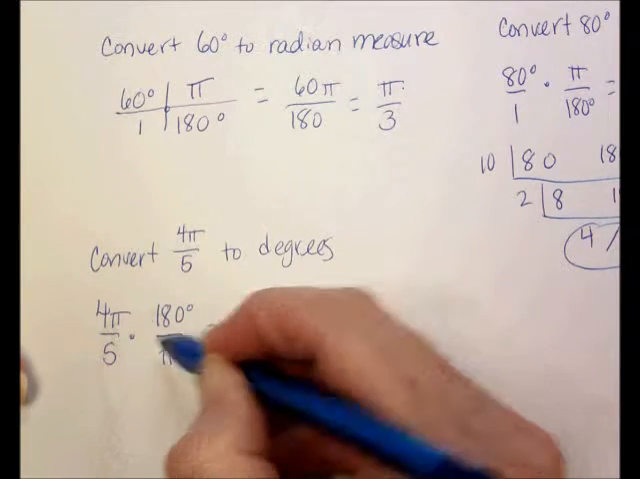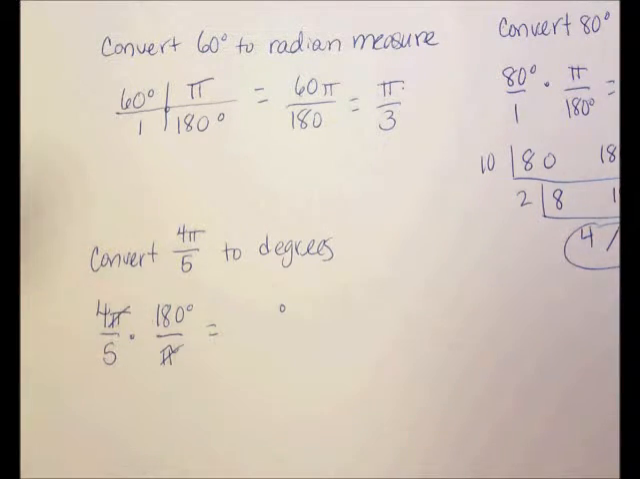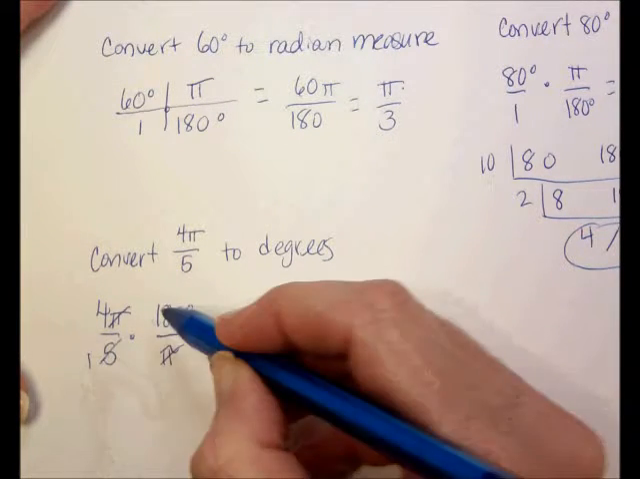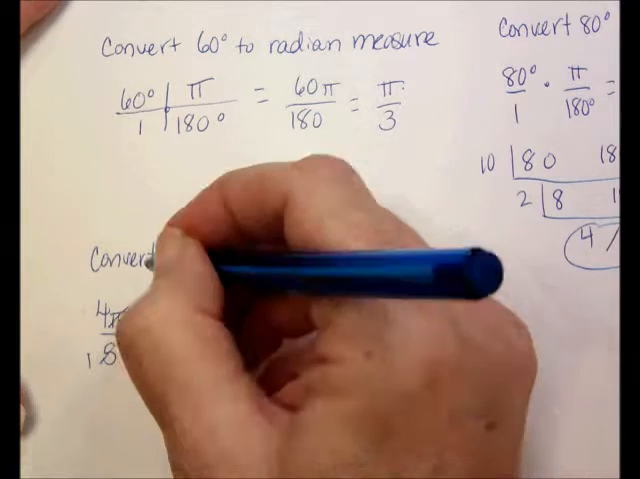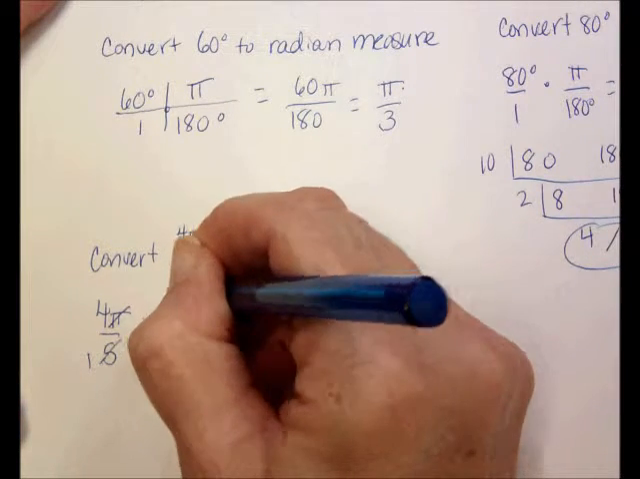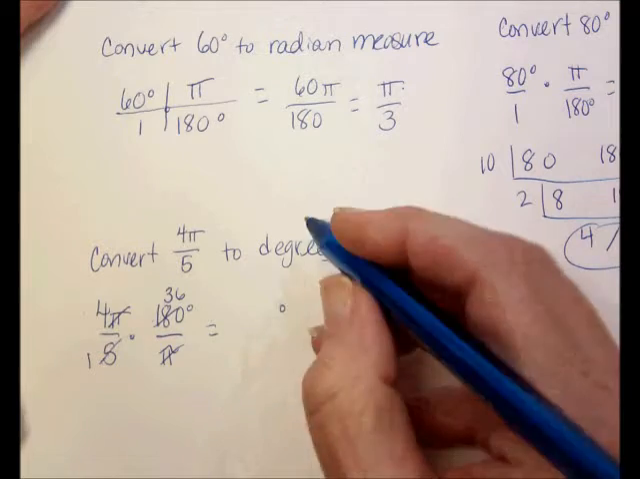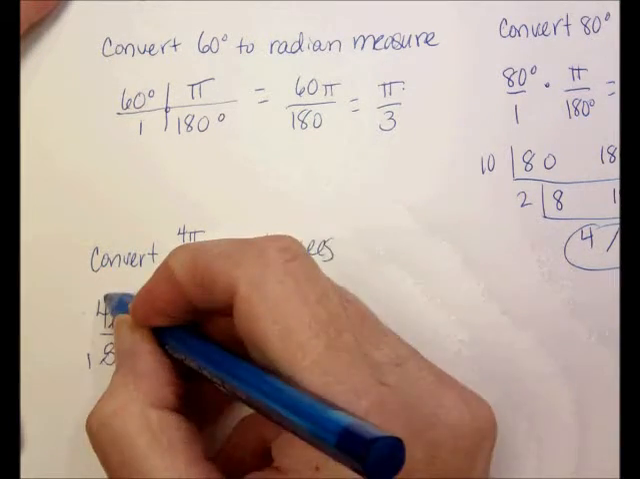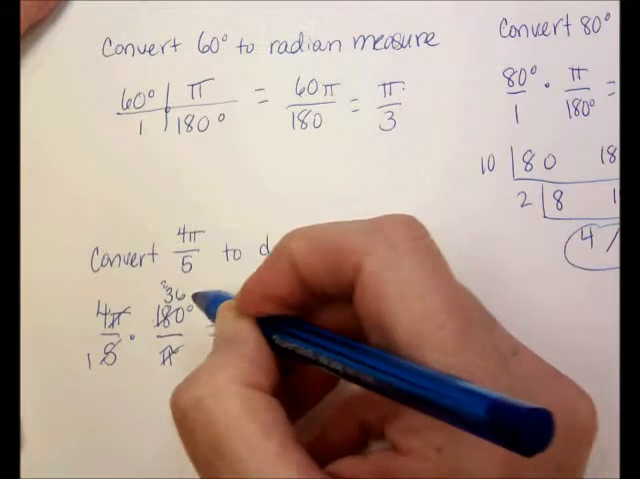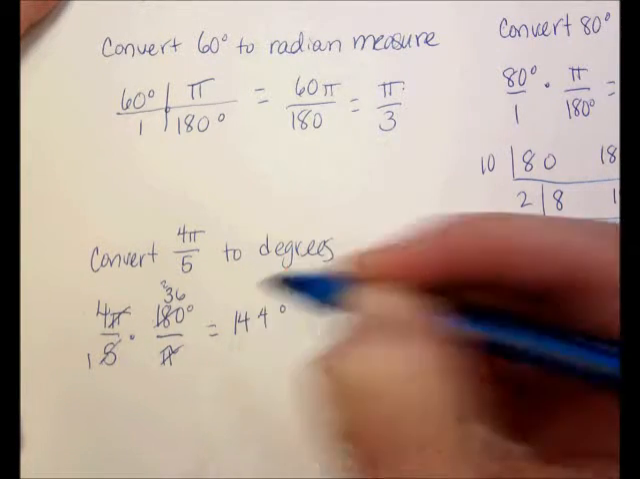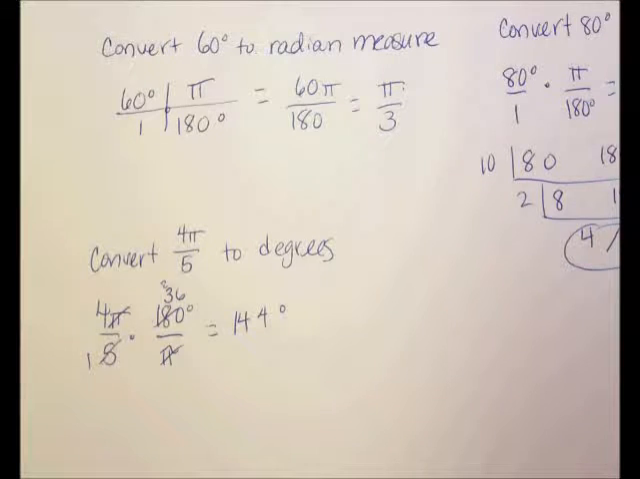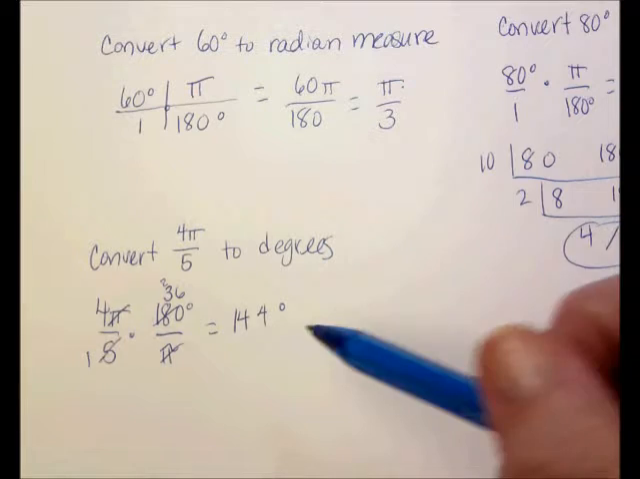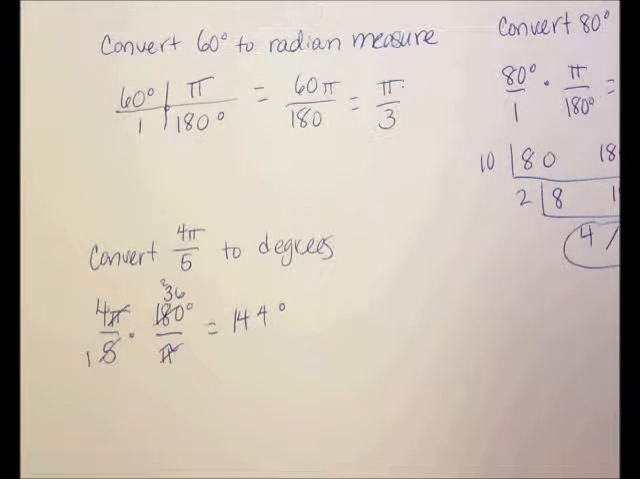I can see that pi divided by pi, that eliminates my pi. And then I can see, okay, well, 5 goes into 5 one time, and 5 goes into 180, I think this would be 36 times. So then I'm left with 4 times 36, which would be 144 degrees. Okay, so this converts 4 pi over 5 to degrees. So 4 pi over 5 is equal to 144 degrees.